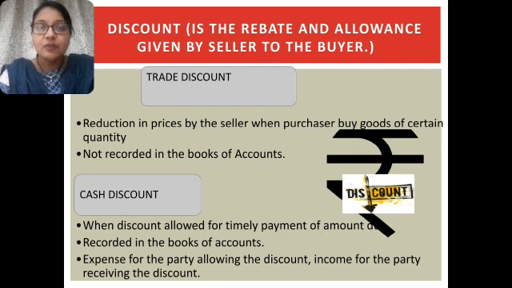Whereas cash discount is the discount allowed for timely payment of the amount due. So whenever you are paying for your purchase to the supplier or to the seller, if you are paying on time or before time, the seller may give you cash discount. And cash discount is always recorded in the books of account, and it is an expense for the party who is allowing the discount and income for the party who is going to receive the discount.